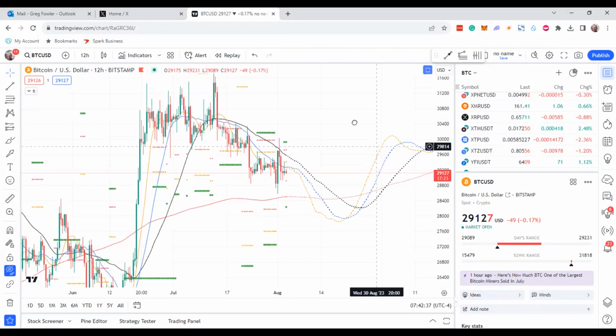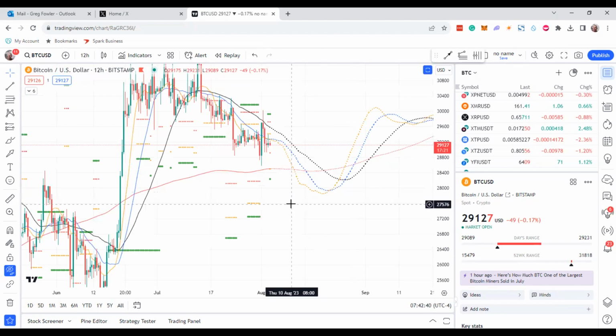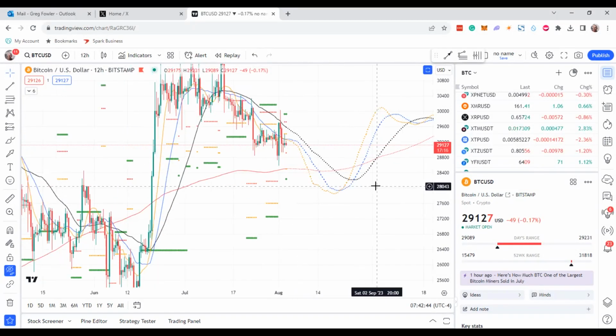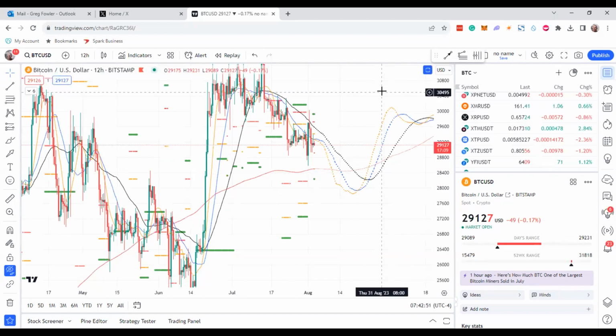Okay. So the target's down here. 27.5 is definitely on the table. 28 area. 28.3, 28.2, 27.9, 28.5 guys are definitely on the table, and as low as 27.2 guys. And then going up for a trend.